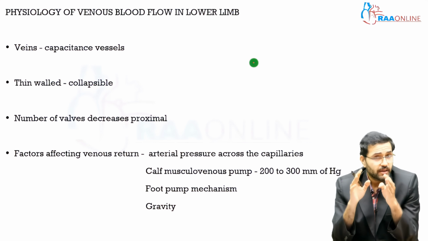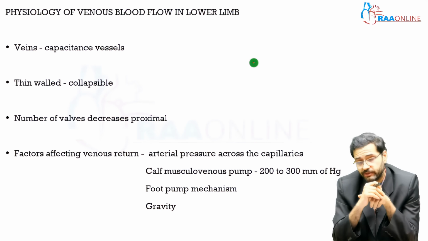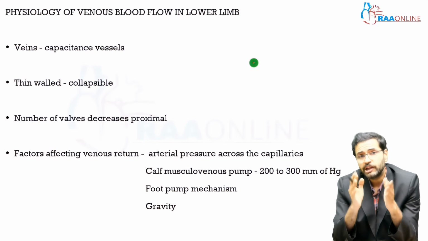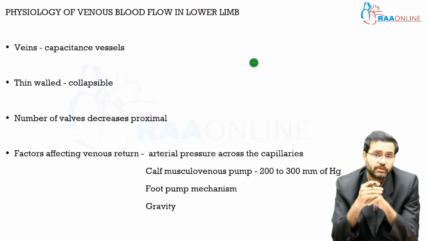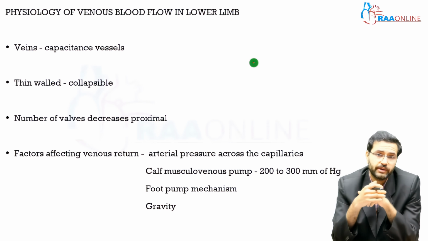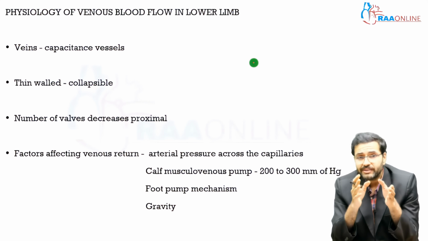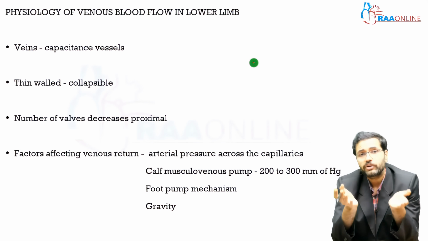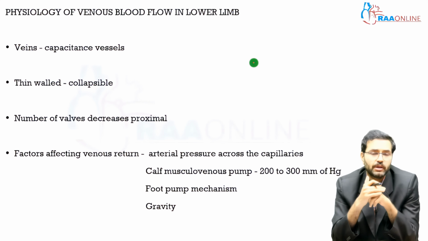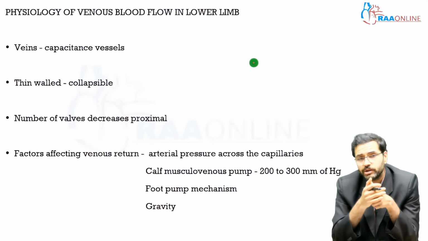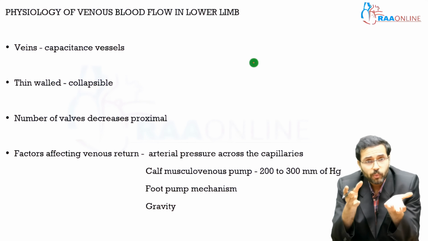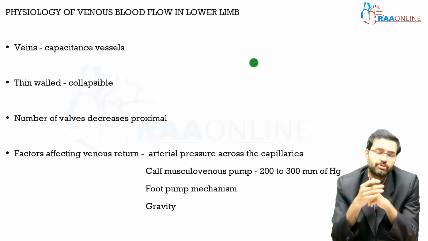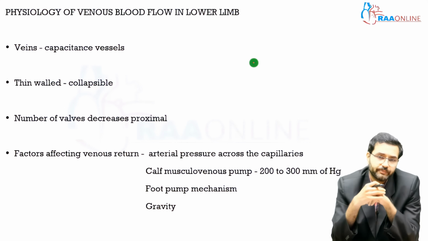So you find that veins are basically capacitance vessels. You find that veins are thin-walled, distend very easily, and collect a lot of blood. Sometimes the peripheral circulation or the superficial veins can collect up to 10% of the total blood in the lower limb. So these are capacitance vessels which store a lot of blood. Like I said earlier, they are thin-walled, and when they are collapsed, they are elliptical, and when they are distended, they are oval in shape, or they are circular in shape. Spherical in shape would be better.